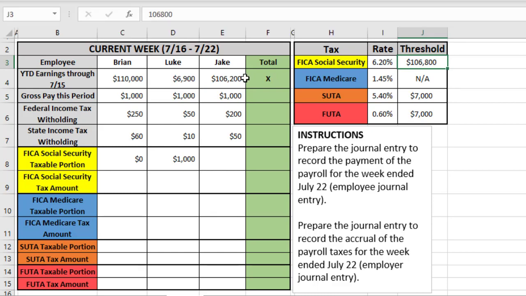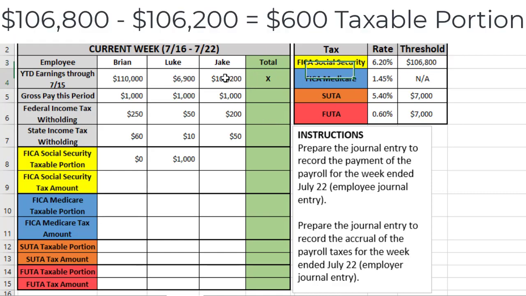So if you have that case where the year-to-date earnings plus the gross pay exceeds the threshold, the question you have to ask yourself is, how much more money did Jake have to make until he hit the threshold? Well, the way you can find that is you can take the threshold and subtract his year-to-date earnings. So if you take $106,800 and subtract $106,200, you're going to get $600. And that is going to be the taxable portion of his income. And if you think about it, that kind of makes sense. He had $106,200 of earnings year to date, and if he makes $600 more, he's going to hit the threshold, so that's going to be the taxable portion.